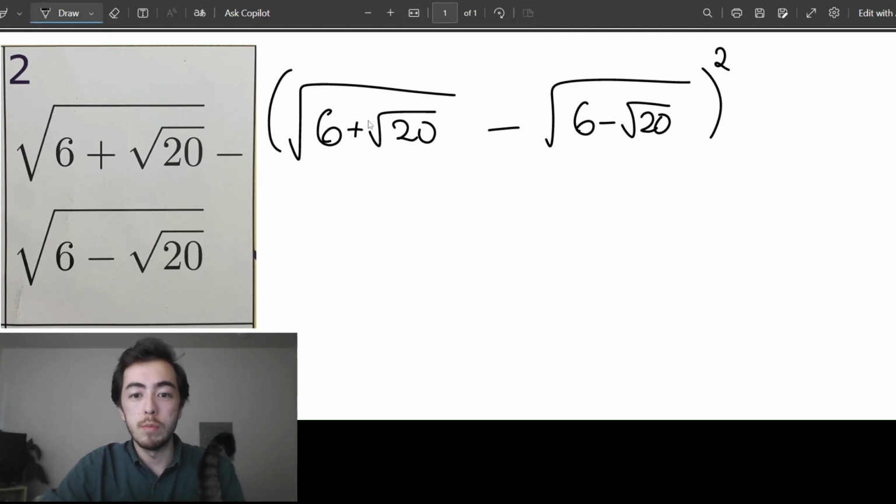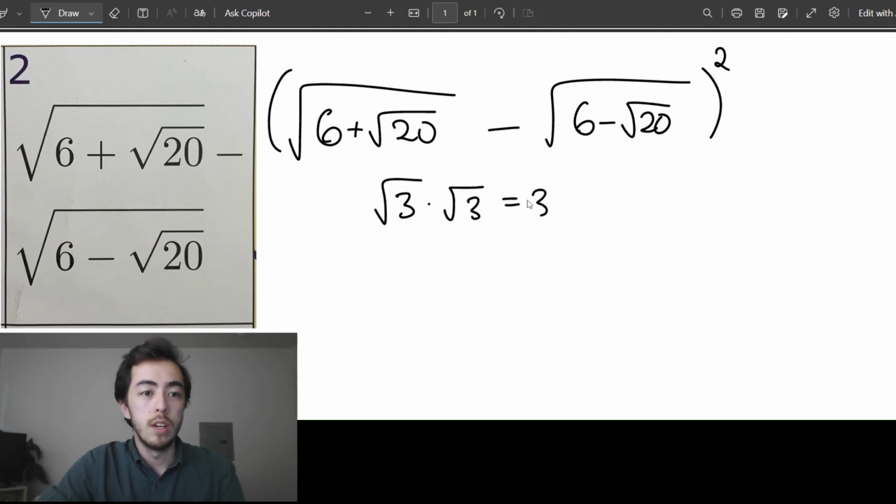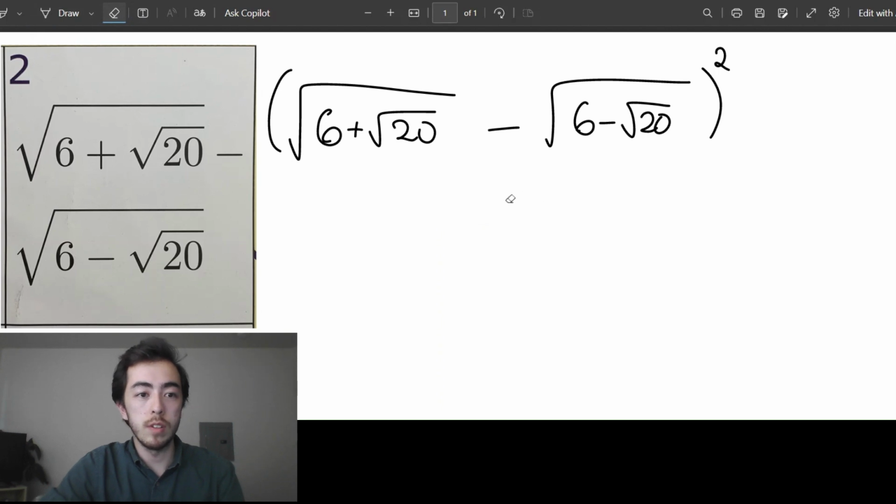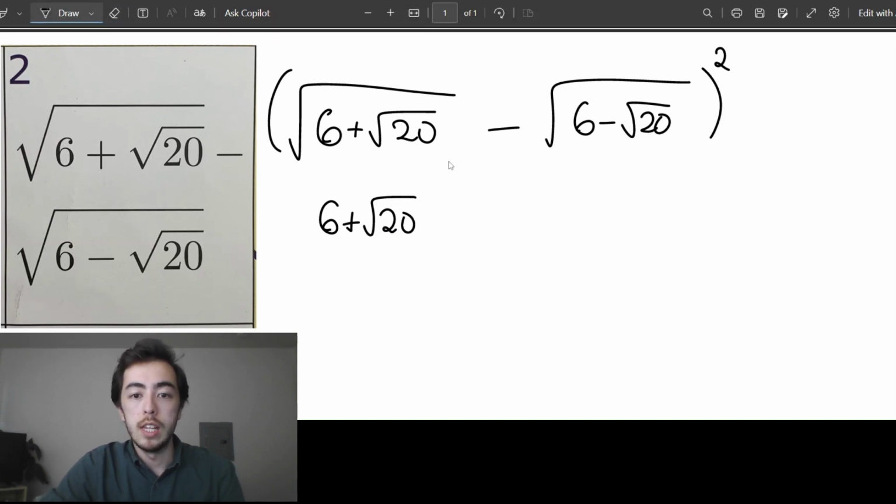Okay, so when I do something minus another thing and square it, first I need to multiply the first times the first. And the square root of something times the same square root of something is always going to give you just whatever that something is. So when I do the first times the first, I am just going to get 6 plus root 20. I'm essentially just releasing this square root sign.